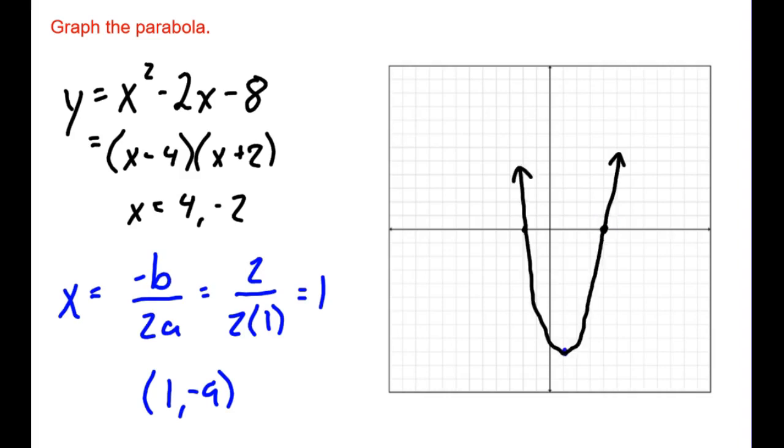Using those 3 points now, we would construct a smooth curve that goes through all 3 points. If we look at our a value, it was 1, which is positive, so we know our graph is going to open up. It's going to form a smiley face.